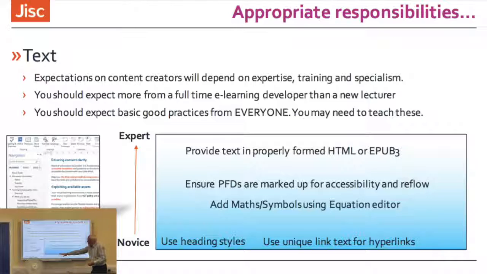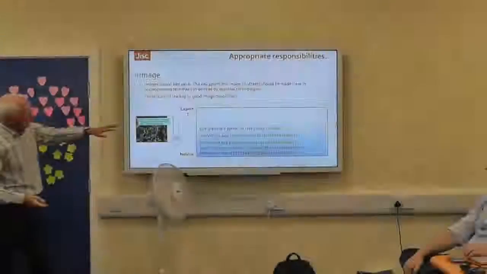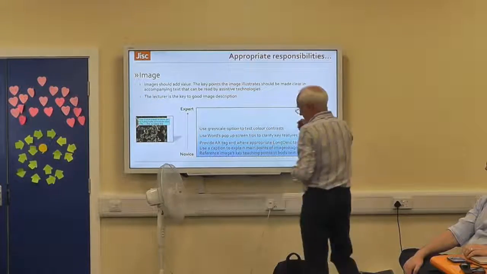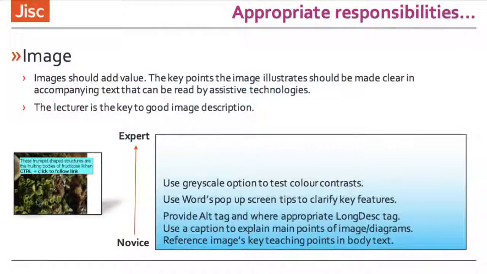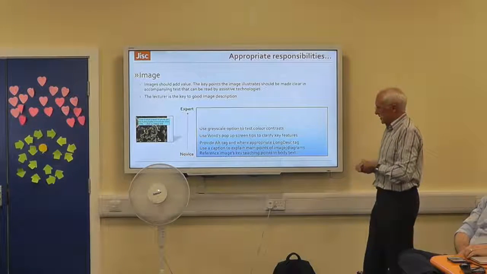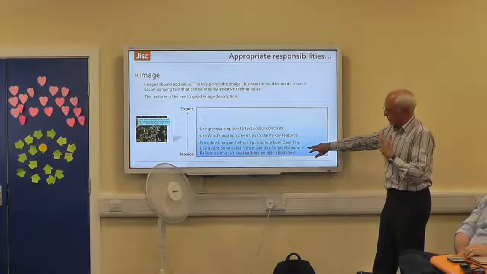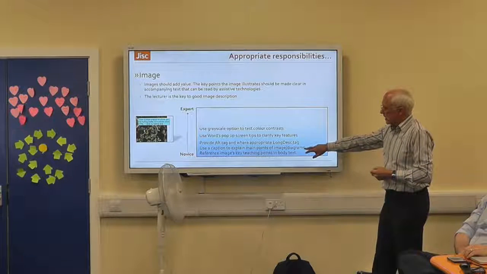As you go down, if I'm talking about a novice content creator, so somebody who's employed primarily for teaching and learning, not for content creation as such, I would say make sure they're using heading styles and using unique link text for hyperlinks. Now, what I've looked at here then, and I think you've got the key, all of those key points are here, referencing the key teaching points. If somebody does nothing else, at least, you know, is that in the body text? And actually, if there is no reference in the body text to the image and what it's showing, why is the image in there? That would be a question I would ask. It's certainly a question that I've been asked in the past by editors, you know, in terms of putting images in books. Using a caption to explain the main points.